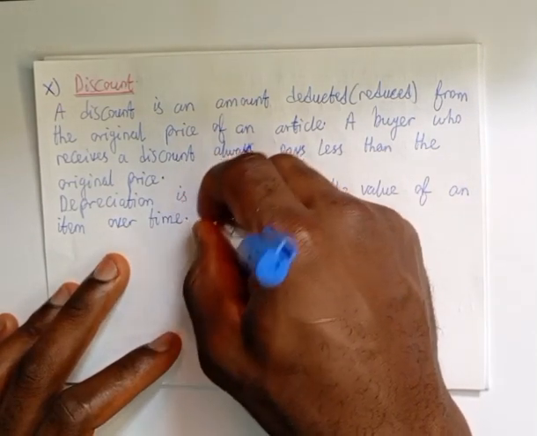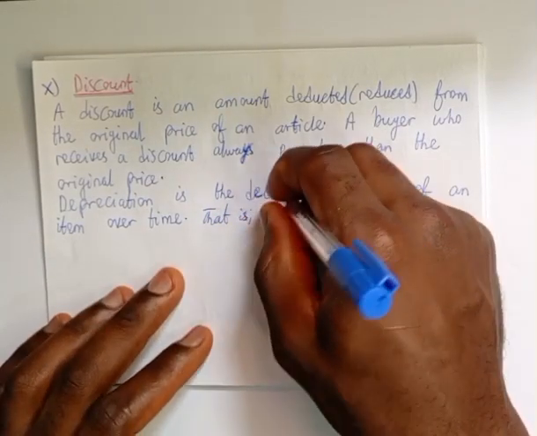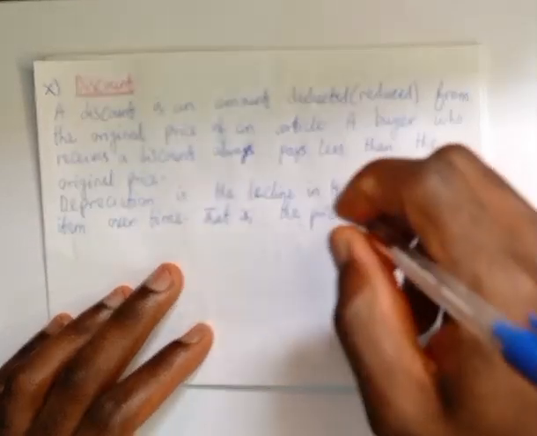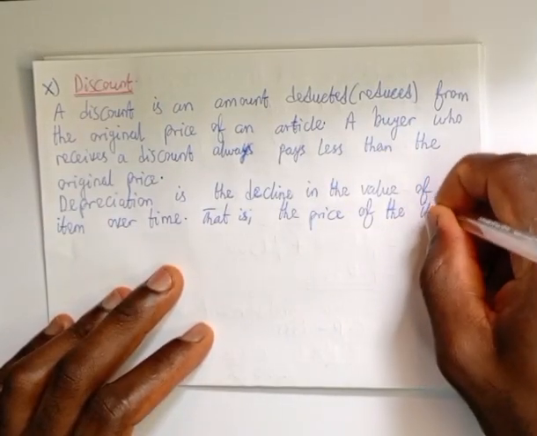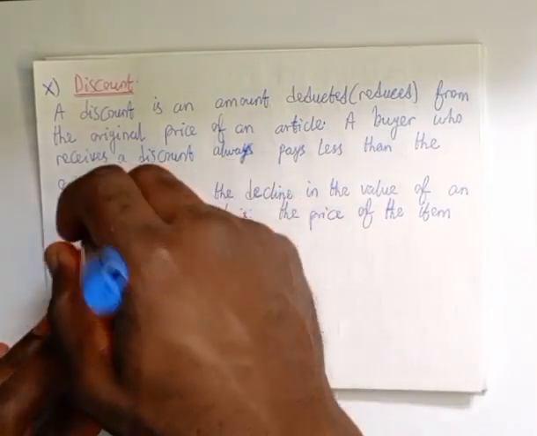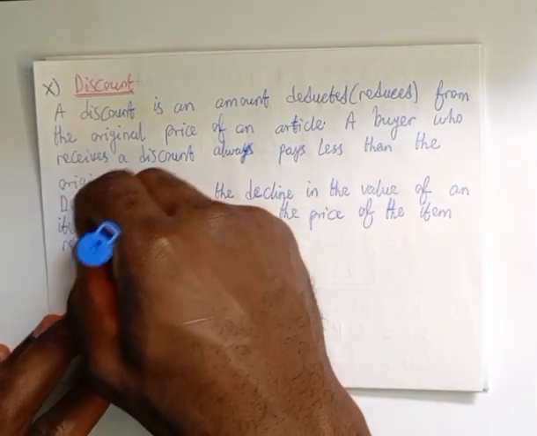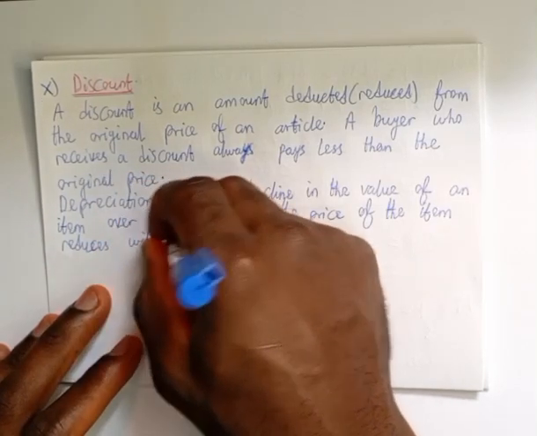Take this down. That is the price of the item reduces with time.